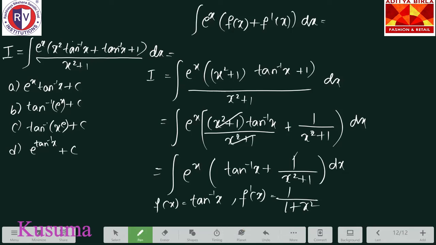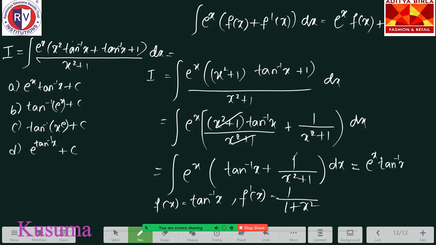e to the power x into f of x plus c ಆಗುತ್ತೆ. ಸೊ ಹಾಗಿದ್ರೆ ಇಲ್ಲಿ ಆನ್ಸರ್ ಏನ್ ಬರ್ಬೇಕು ನಮ್ಗೆ? e to the power of x tan inverse x plus c. So this will be the value of I. So this is our option A.